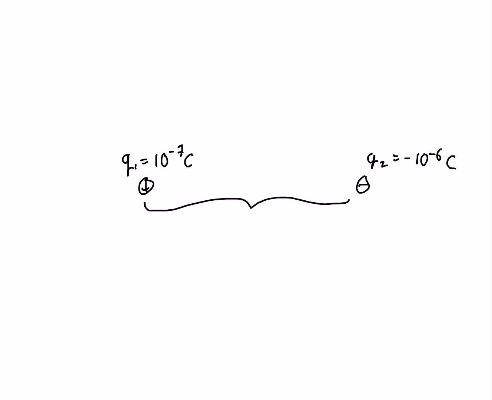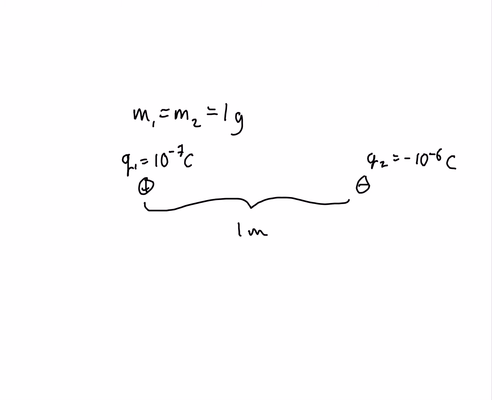Let's do another example problem. This time we'll deal with some point charges. Let's suppose we have 2 point charges, one positive and one negative, in free space, so no other forces exerted on them. One has a charge of 10 to the minus 7 coulombs. The negative one will have a charge of minus 10 to the minus 6 coulombs. And let's let them start 1 meter apart.